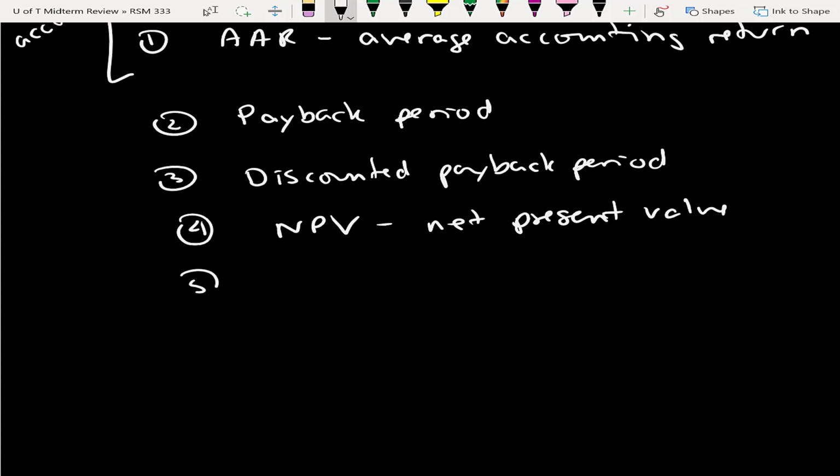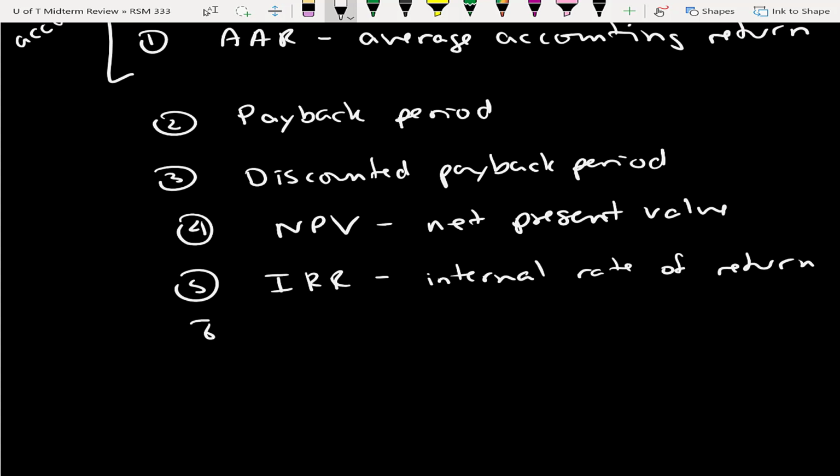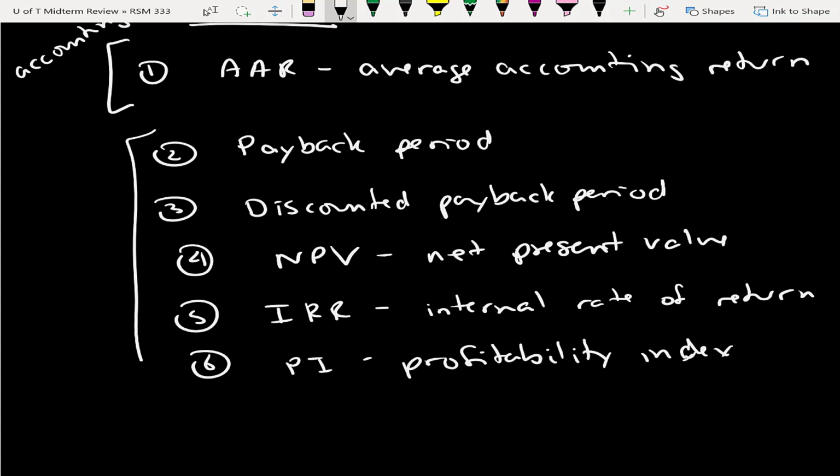And then we won't calculate this one, but you should understand what it is. It's the internal rate of return. And the last one is the profitability index. Okay, and if I break these down, these are all cash flow based, and they will consider incremental cash flows when analyzing whether you should make an investment or not.